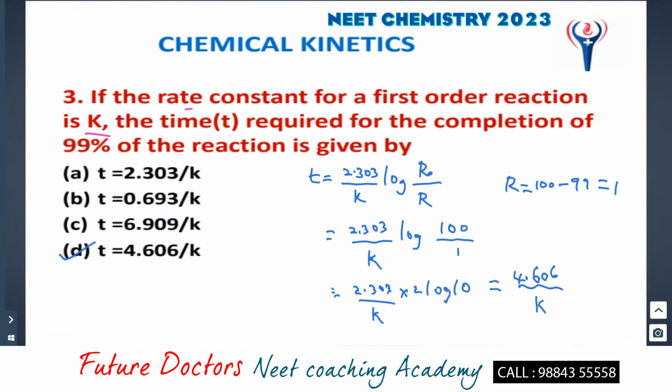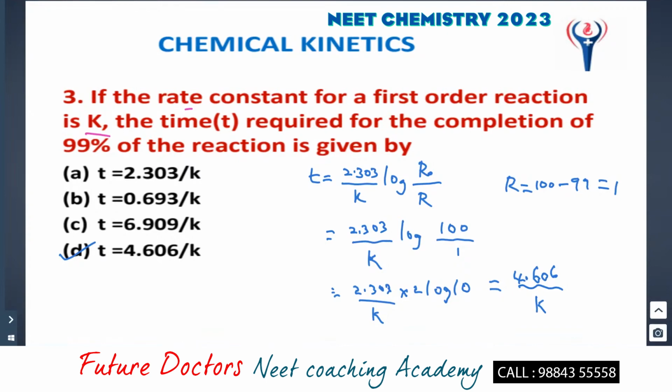Understood? Okay, students, when you substitute all this, 100 is 10 power 2, and the 10 power 2 gives 2 log 10. Log 10 means 1. So we get the final answer as 4.606 by K. So answer D is the correct one.